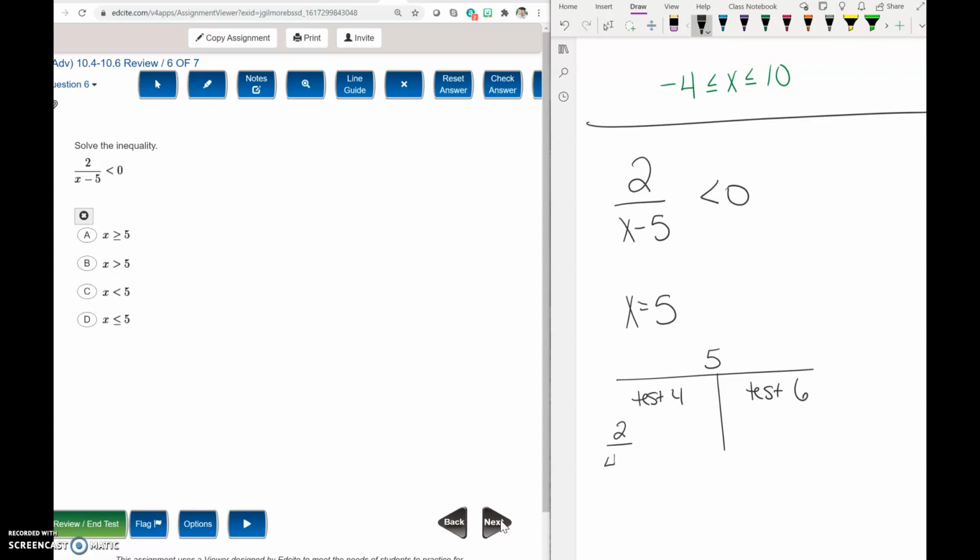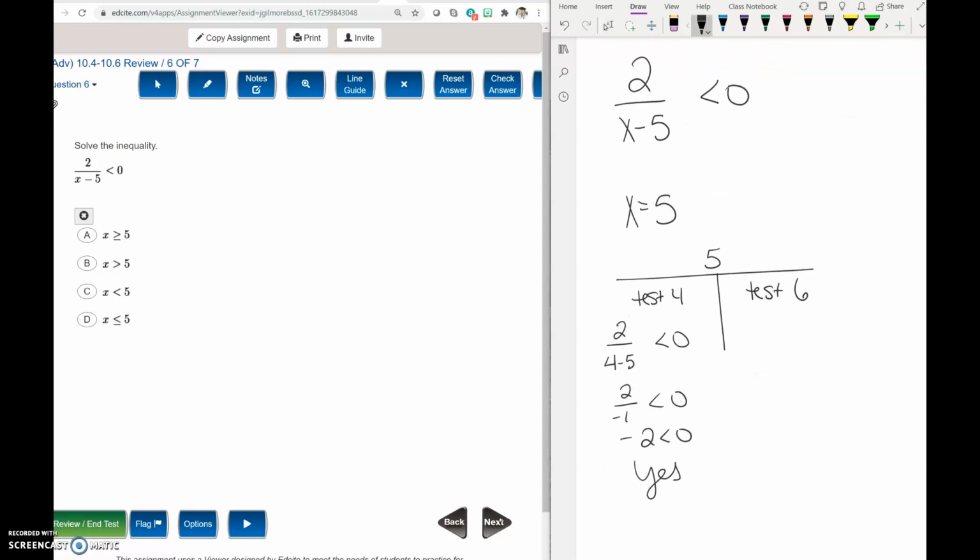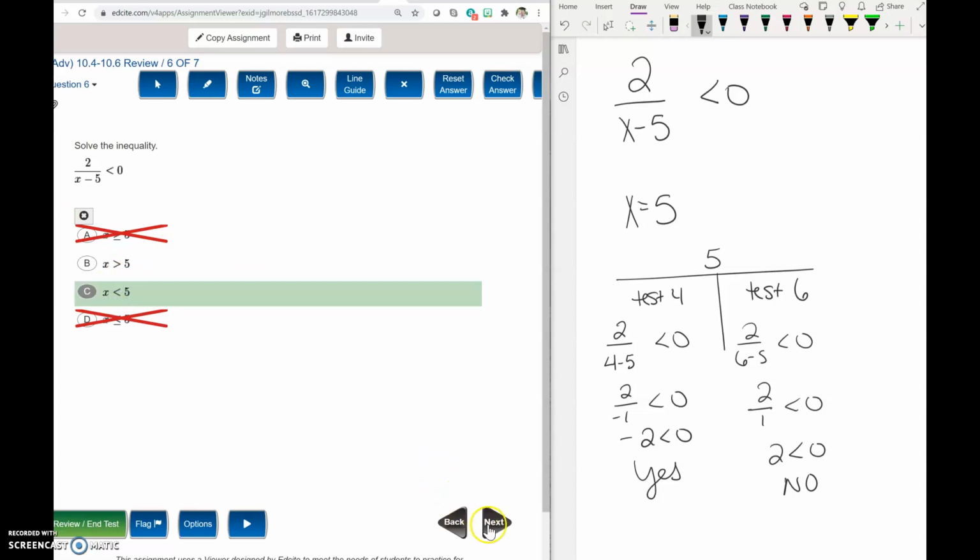So 2 over 4 minus 5, we're seeing if this is less than 0. 2 over -1, that would be -2. Yes, -2 is less than 0. If we test 6, 6 minus 5 is 1. Is 2 less than 0? No, it is not. So again, look at your symbols. We know that these two can't be correct because the symbol is wrong. So the numbers need to be smaller than 5. X needs to be smaller than 5.